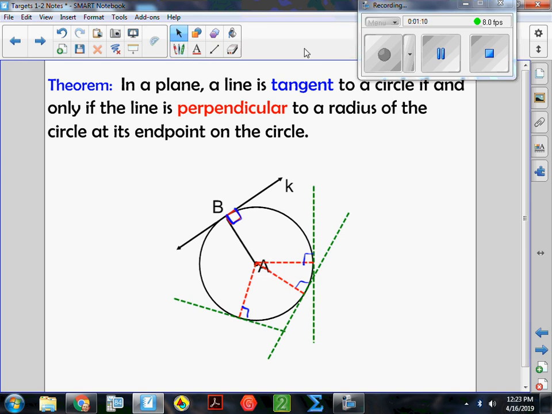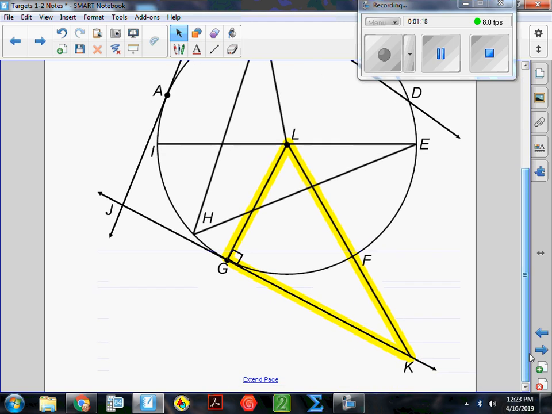So anytime I have a tangent line and a radius connected to each other, I know I have a right angle. Because of that, if I go back and look at this, I'm going to have right triangles that can be drawn. With the right triangles, our strategy then is to use the Pythagorean theorem.